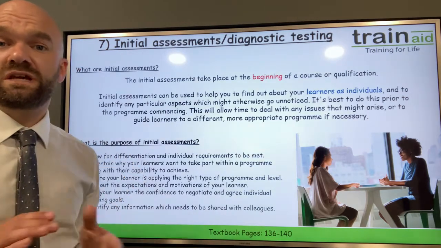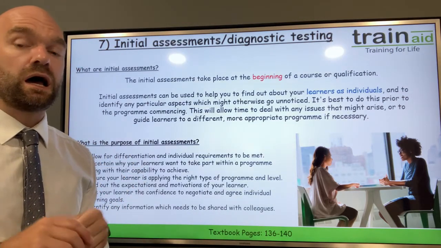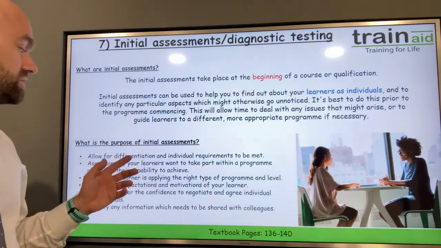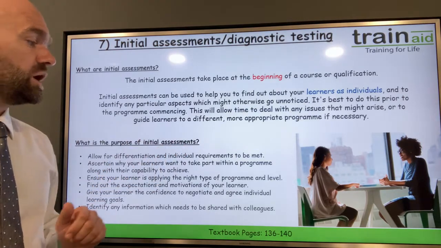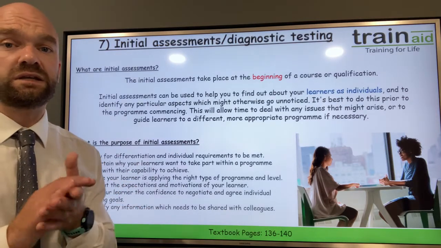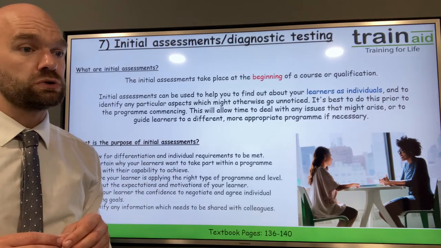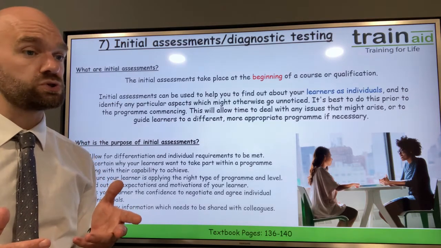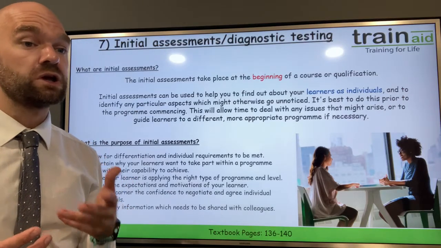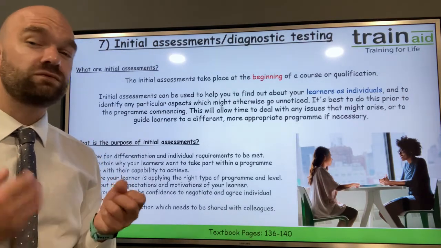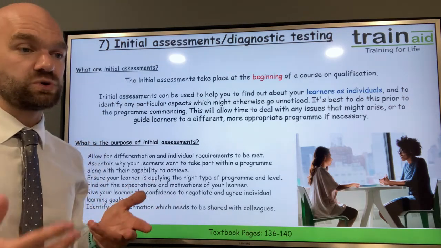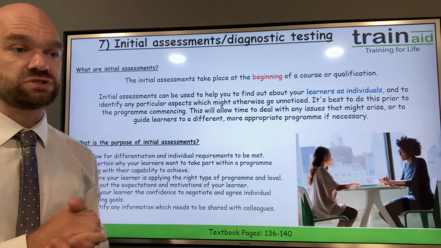But the initial assessments are fantastic for any teacher or trainer because it allows for differentiation and individual requirements to be met on your course or qualification. You can ascertain why your learners want to take part within a course or program, along with their capability to achieve the qualification as well. So from those initial conversations, you can find out a little bit more about the learner, whether they are up to the challenge of your course or qualification and their motivations to succeed.